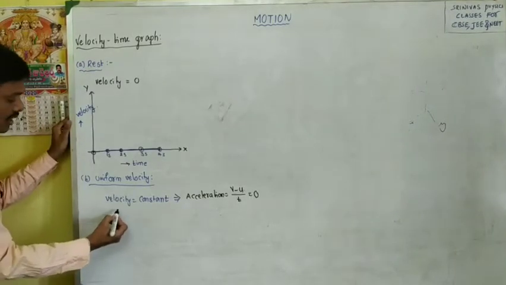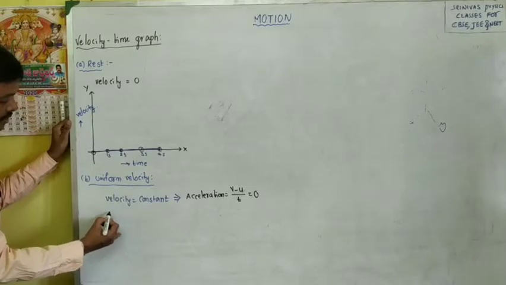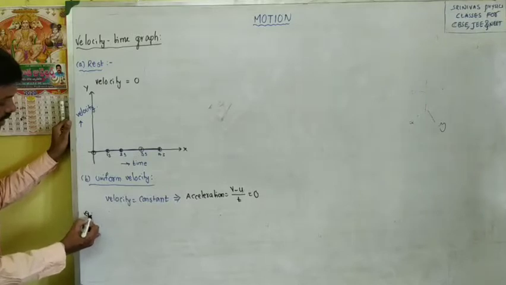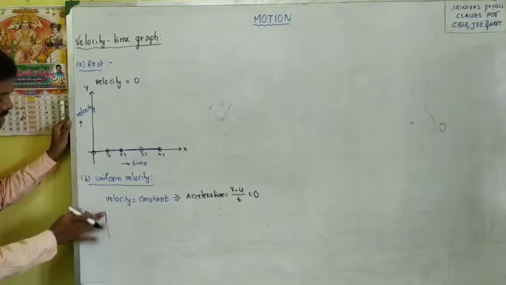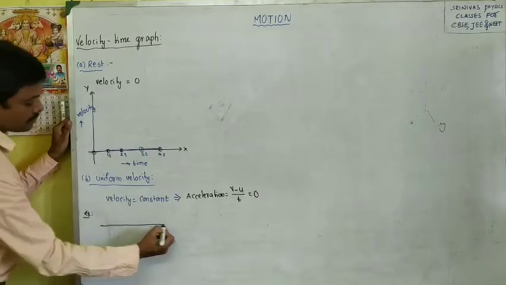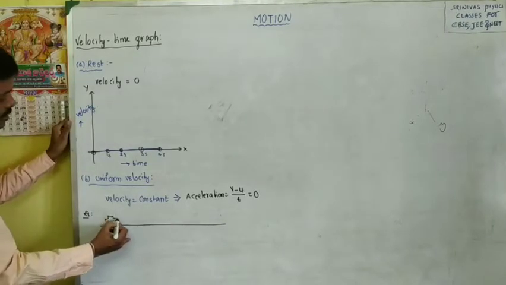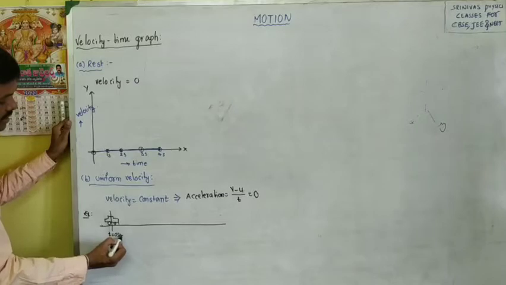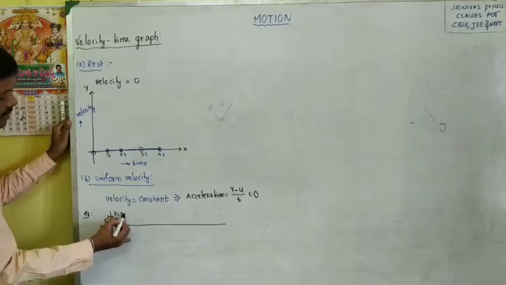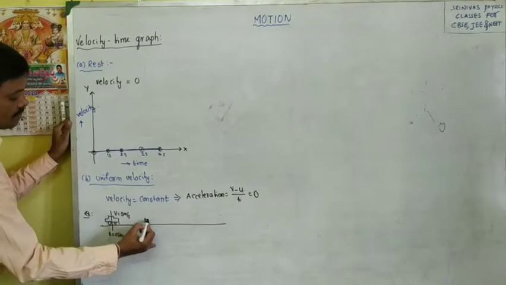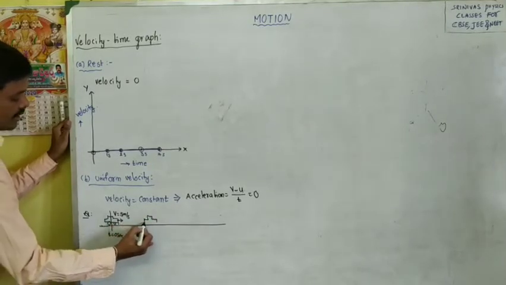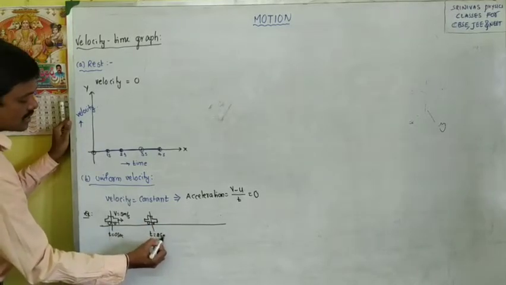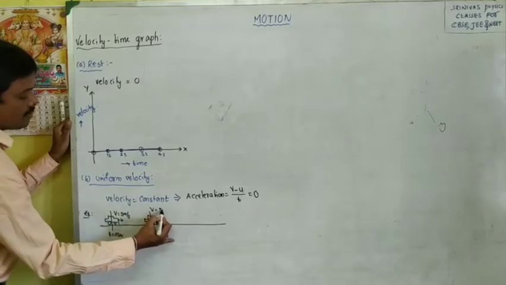Now let us see how the graph will be. For example, I will take one car moving on the road. This is the car, and it is moving like this. At starting 0 seconds, the velocity is considered as 5 meter per second. After some time it goes somewhere here, and after 2 seconds its velocity is again 5 meter per second.